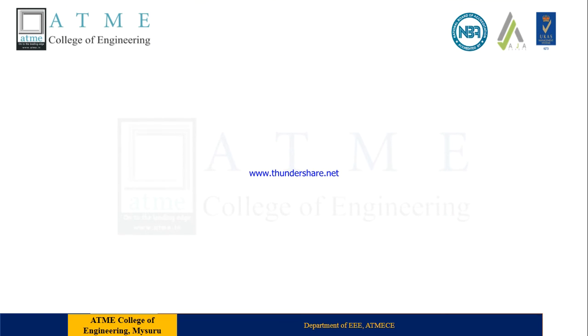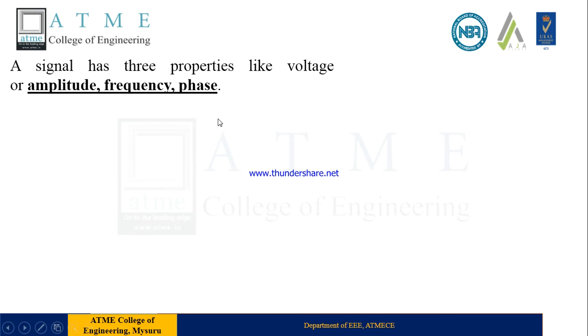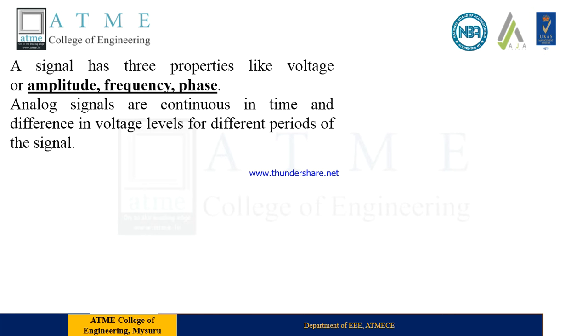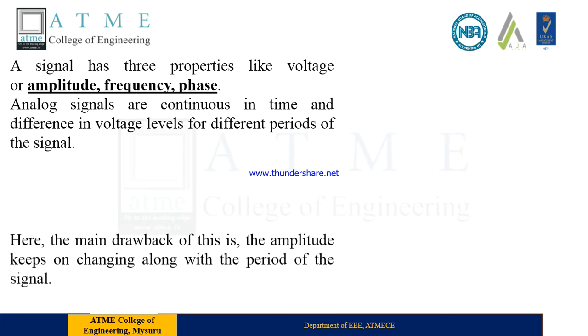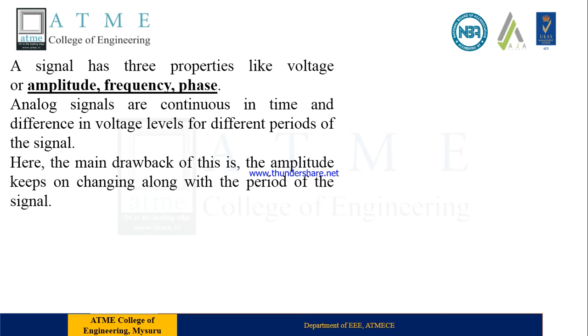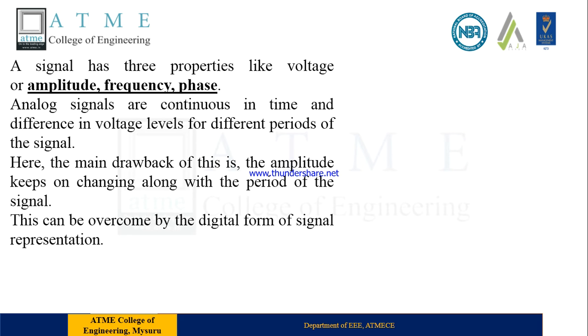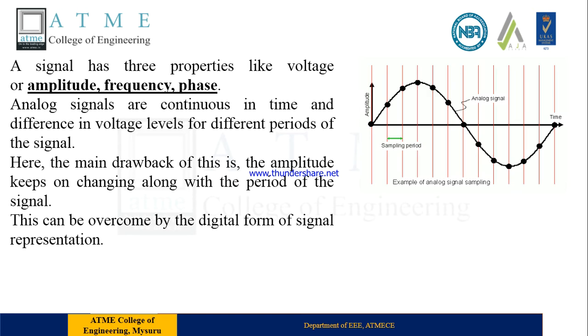Now, why do we need to study this experiment? A signal has three different properties: voltage, which we call amplitude, frequency, and phase. When we represent an analog signal that is continuous in nature in time and has different voltage levels for different periods of the signal, the drawback is that it keeps on changing with its period, that is, the amplitude keeps on changing. So if it has to be stored in digital form, how are we going to do that?